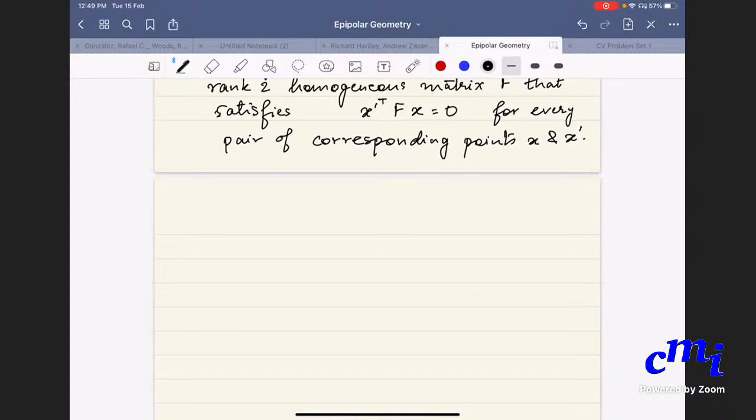First of all, this is a 3 by 3 homogeneous matrix. Any 3 by 3 homogeneous matrix has 8 degrees of freedom, because you can put one of the elements to be 1. But notice that this is a rank 2 matrix, so that is going to take away 1 degree of freedom. So we can say that F has 7 degrees of freedom.